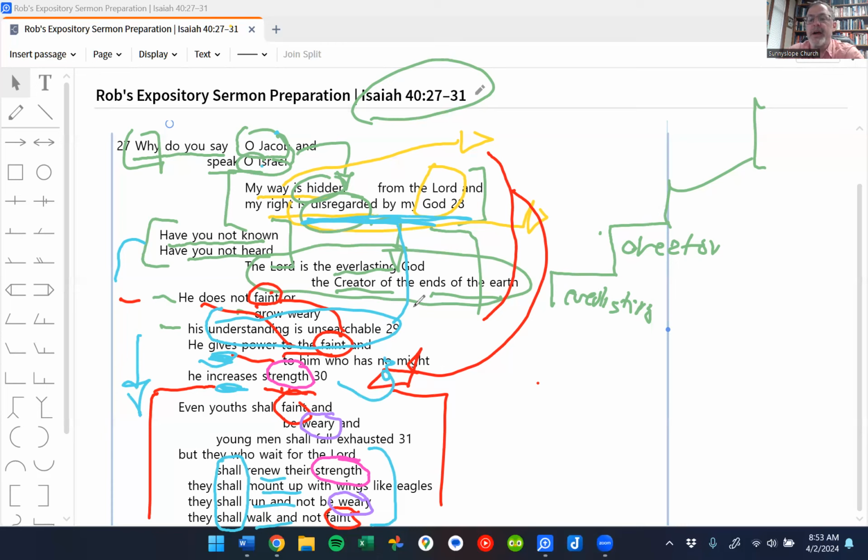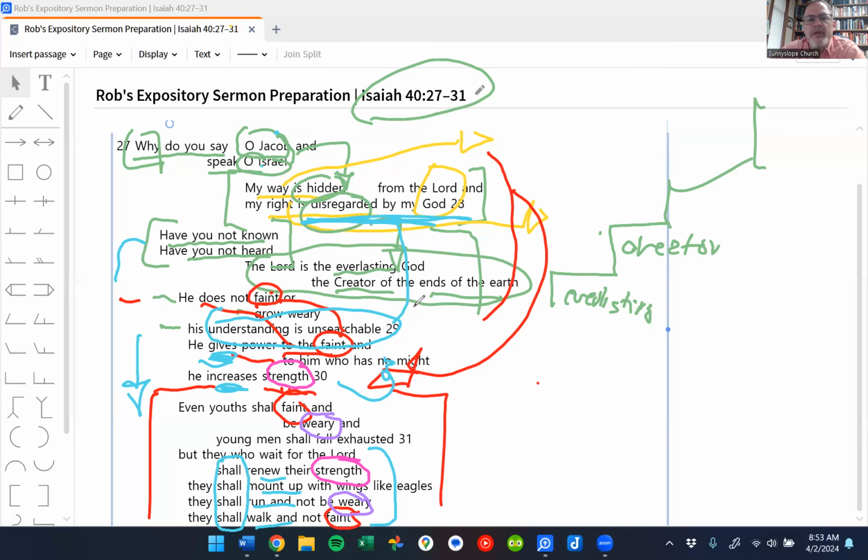Now, we're going to stop here. We haven't finished really what this text is all about, but we've gotten a pretty good understanding. We've gotten a pretty good picture of what Isaiah chapter 40, 27 through 31 is all about. Where do you go from here?